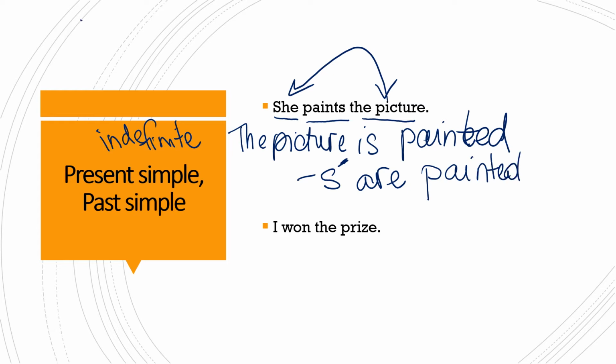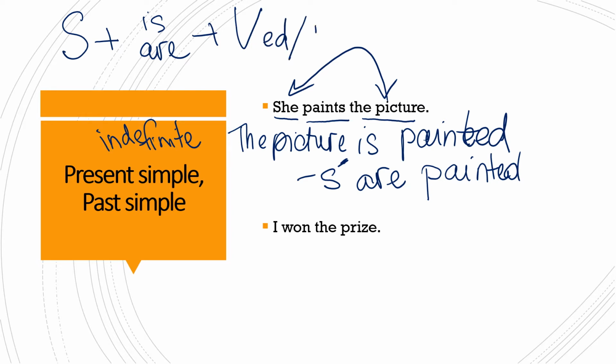You have the subject, then you have is or are, depending on the quantity of your subject, and then you have a verb plus ed or the verb from the third column, the irregular verb.